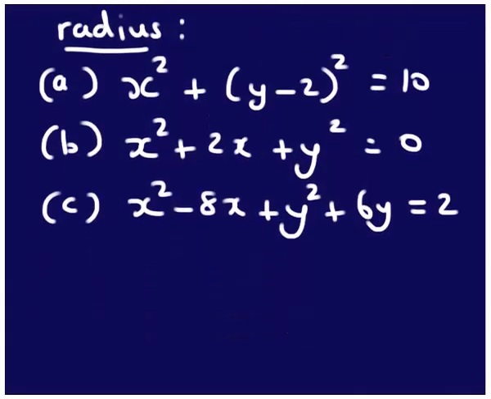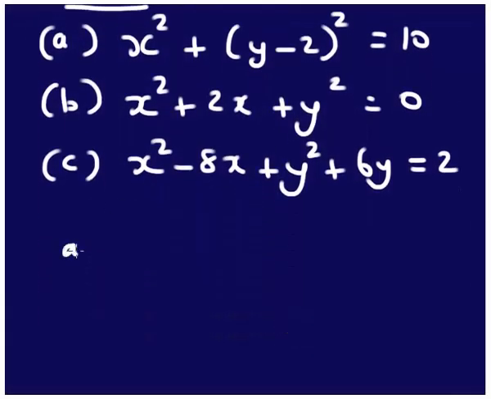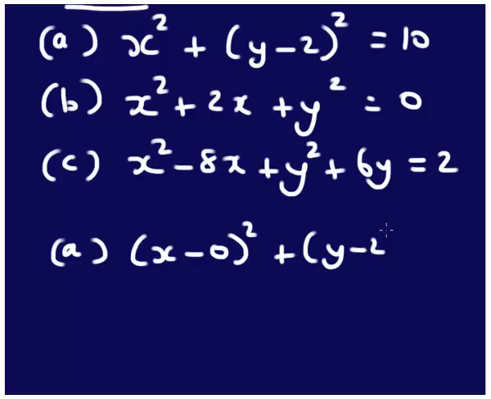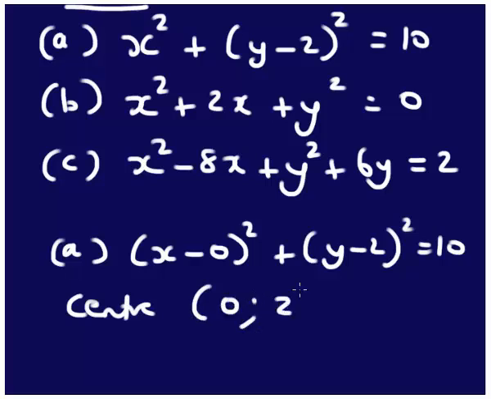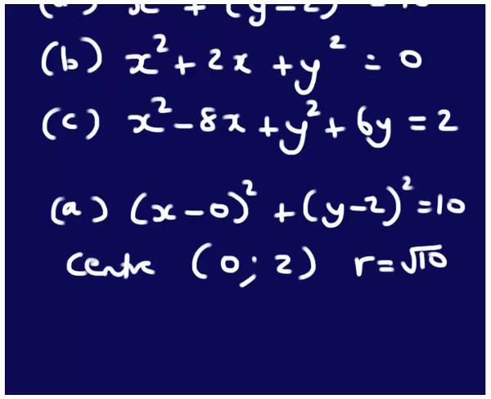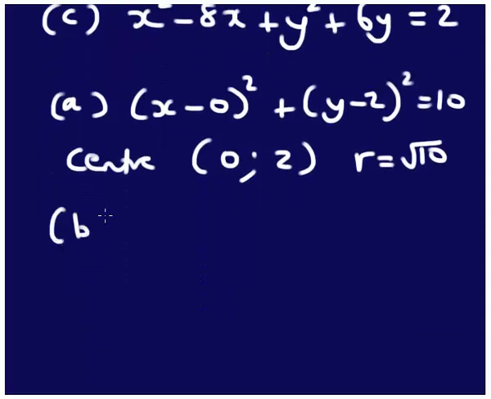Okay, let's have a look at number A. Well, number A is pretty straightforward because that's (x minus 0) squared plus (y minus 2) squared is 10. Well, the center of this circle is easy. It's (0, 2) — change that sign to 2 when you put it in there. The radius is the square root of 10. Okay, what a pleasure. Number B, let's have a look at this one.